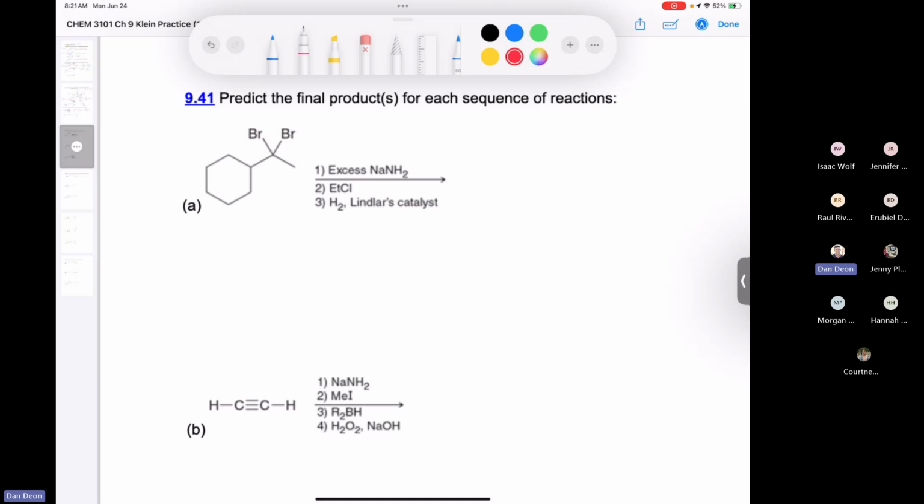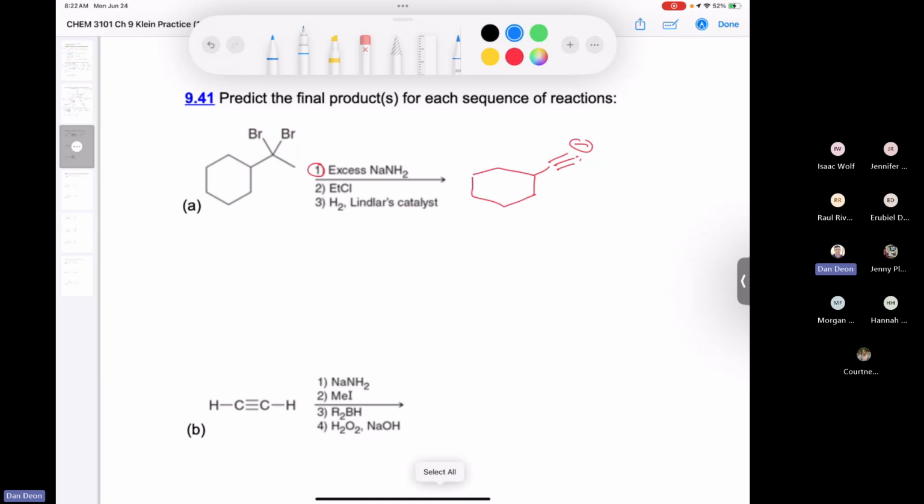But you guys know that if I have a geminal dibromide and I treat it with excess sodium amide, it's going to do a double elimination followed by a deprotonation, and that's going to give me this. So if I count my carbons carefully, I have 6 carbons in the ring, and then I have 2 carbons outside of the ring. So I'm going to have a terminal acetylide like this. That's after the first step.